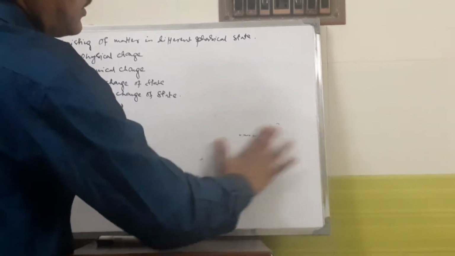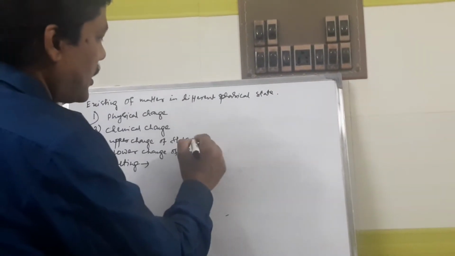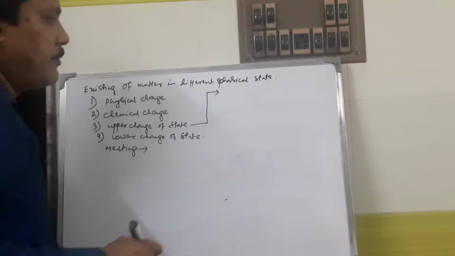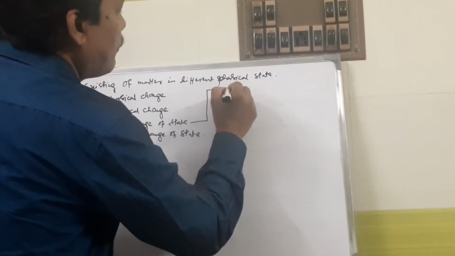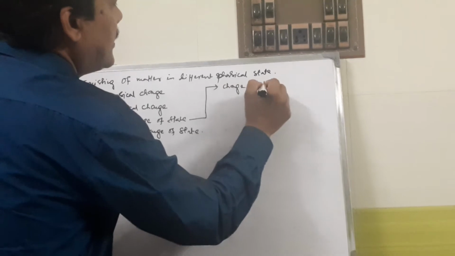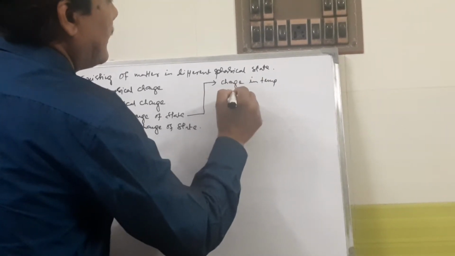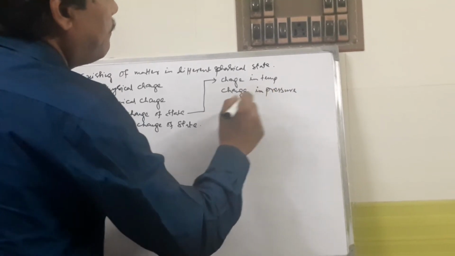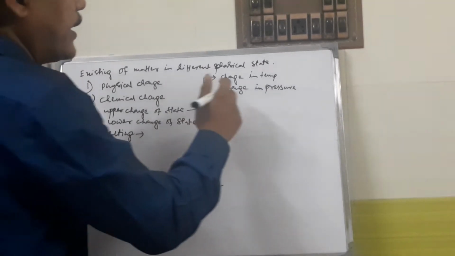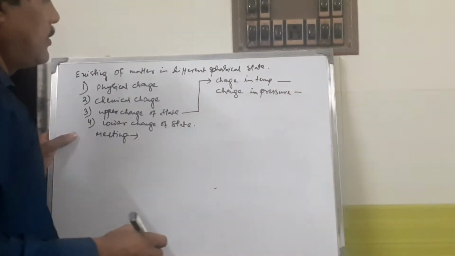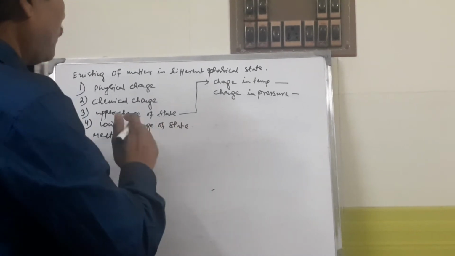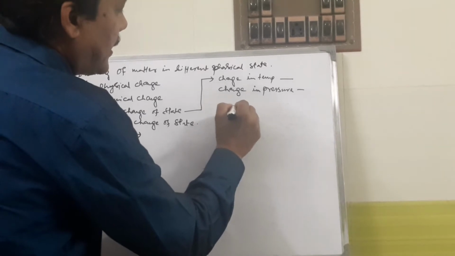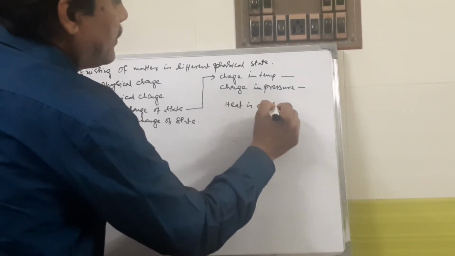Now let us come to upper change of state. Actually, physical change is related to change in temperature and change in pressure. These are the main two criteria, two variables which control the physical change. Upper change of state is the change of state in which heat is added to the system.